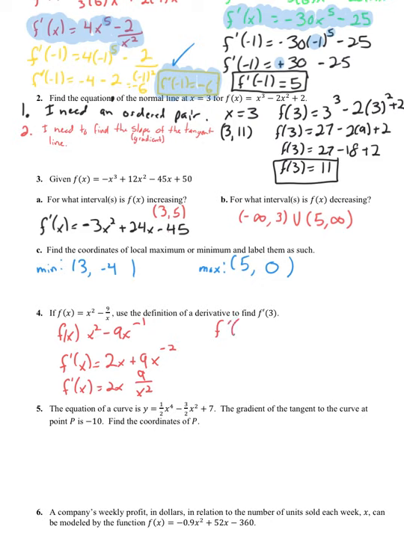And now I can plug in 3. 2 times 3 plus 9 over 3 squared. So I get 6 plus 9 over 9. And I get 6 plus 1, so I get 7. F prime of 3 equals 7. That was my answer for problem number 4 there. All right.